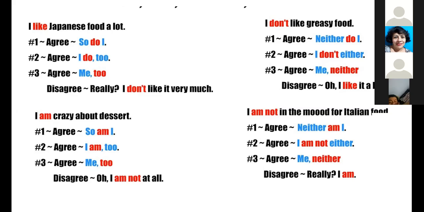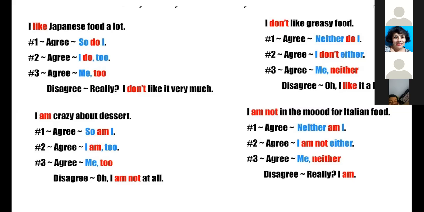Second one, I am crazy about dessert. It's like, I like it very much, right? It's similar. So the first one, so am I. I am too. Me too. But someone is disagreeing. You say, oh, I am not at all. That's another polite way to disagree.